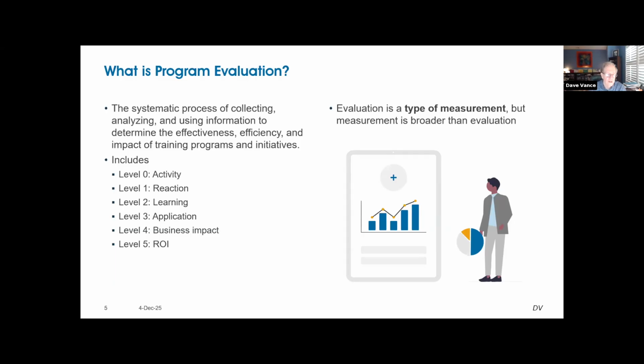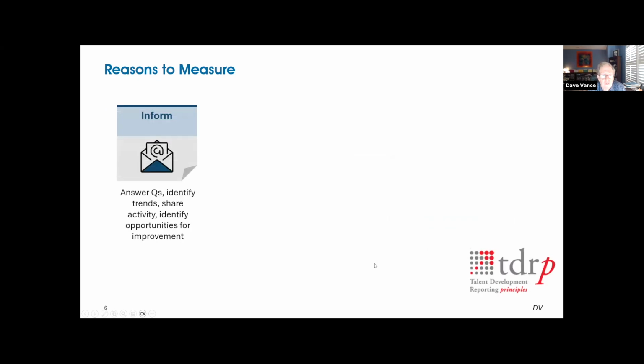Evaluation is just one of the 4 reasons to measure, using less than 10% of all the measures we have. So, moving on to the next slide, what are those other reasons to measure? The first is to inform, and this is actually where organizations spend a lot of their measurement resources. This is answering questions, identifying trends. And this is where measurement in our profession started.